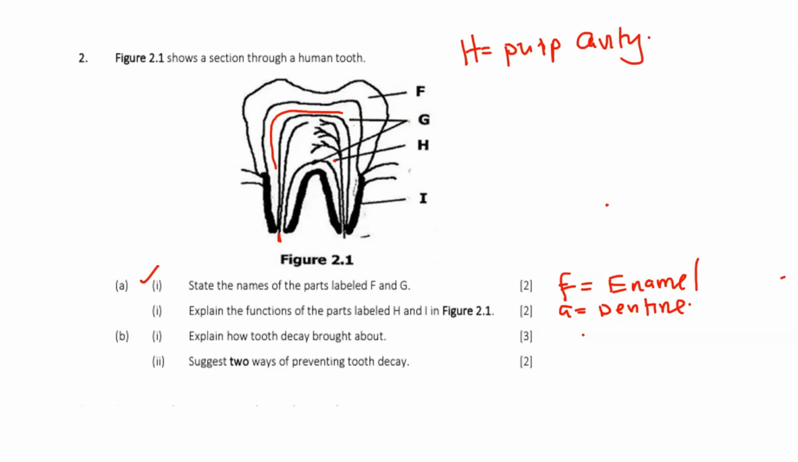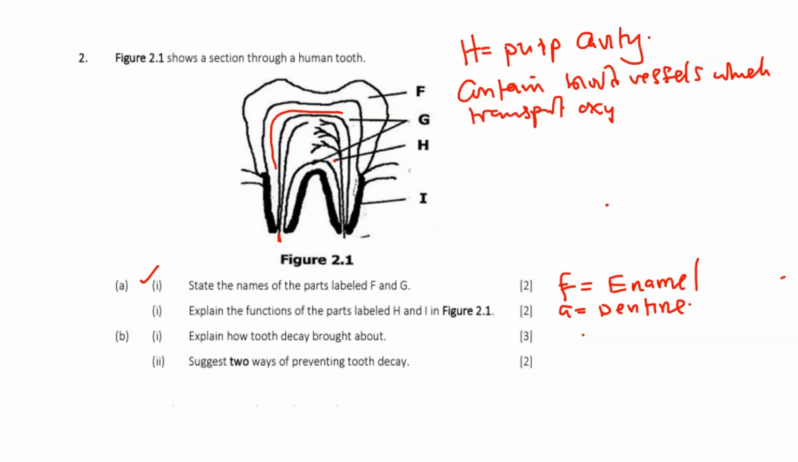Now, what is the function of the pulp cavity? Okay, so we are saying it's the pulp cavity. So we can say it contains blood vessels which transport oxygen and food to the tooth. Okay, that is one of the functions.